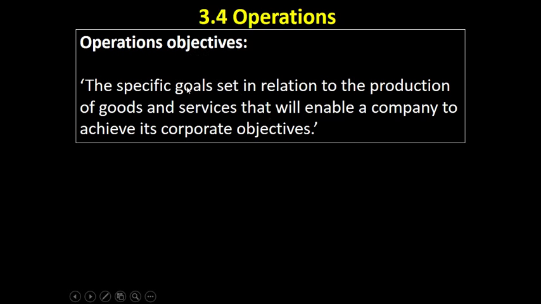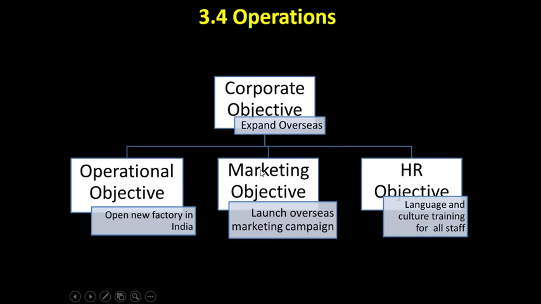So the operational objectives are the goals set in relation to production that enable a company to achieve its corporate objectives. So let's just have a look at an example of how that might work. Let's say this business has set itself the corporate objective of expanding overseas. It wants to get bigger and move into a new geographical market, let's say India. So the operational objective, the production objective, is to open a new factory in India. This should enable the company to better serve that local market, so they've decided they're going to open a new factory, contributing towards this objective of expanding overseas.